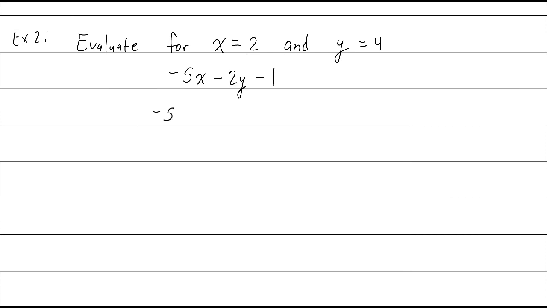Negative 5, I'm going to leave parentheses as a blank where x was, minus 2, parentheses where y was, minus 1. Okay, so I'm using this as a frame, and I'm leaving spaces so I can substitute in these values for x. Okay, so we said x is 2. Okay, well, I'll plug in 2 where x was. And we say that y is 4, so I'll plug in 4 where y was.